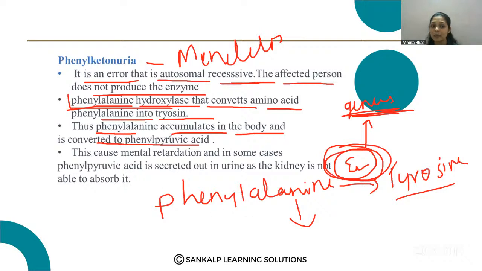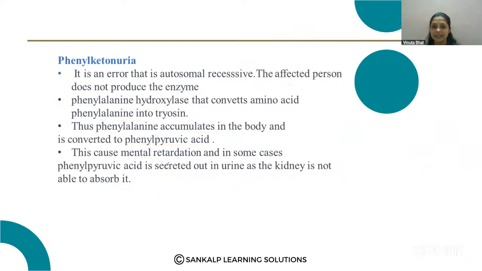So this phenylpyruvic acid causes the mental retardation, and in some cases phenylpyruvic acid is secreted out in the urine, as the kidney is also not able to absorb it. It causes the mental retardation. So that is phenylketonuria.